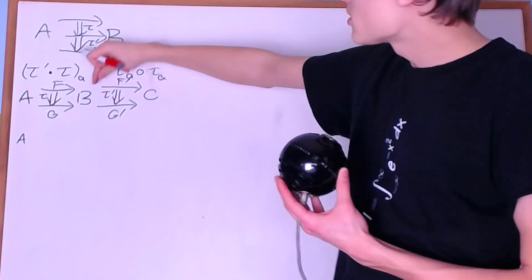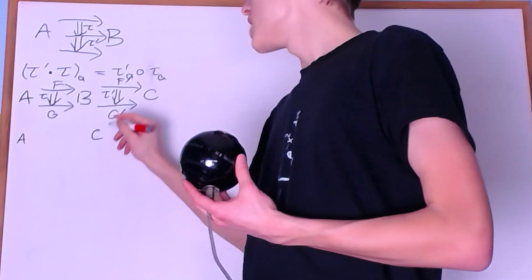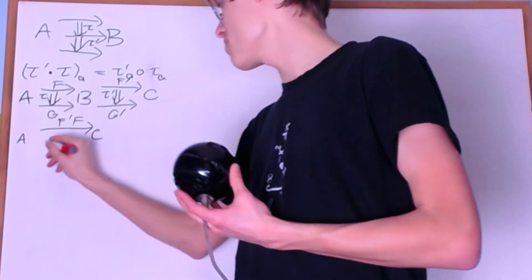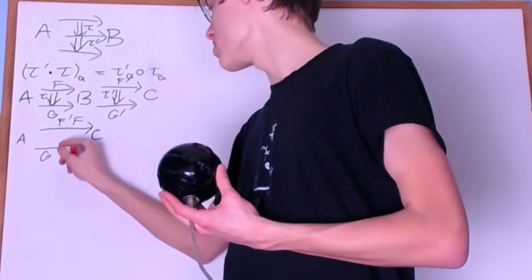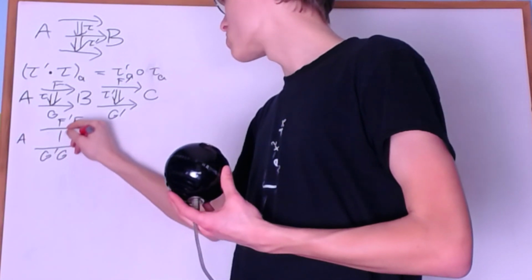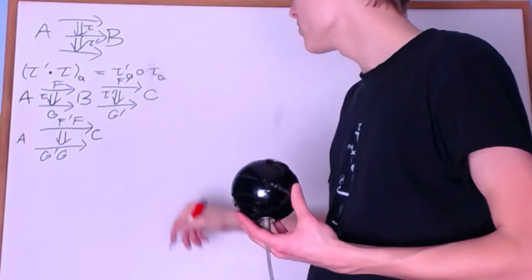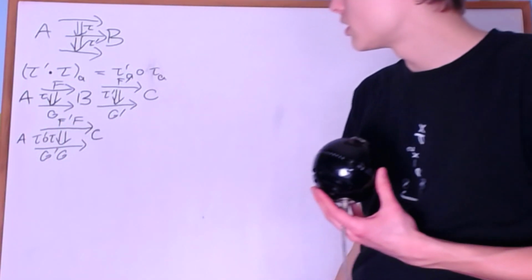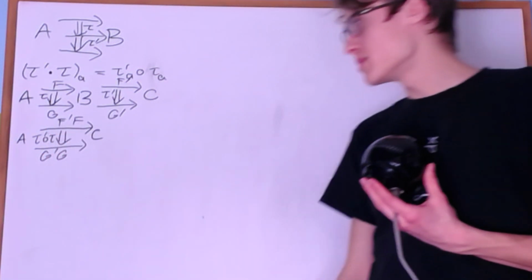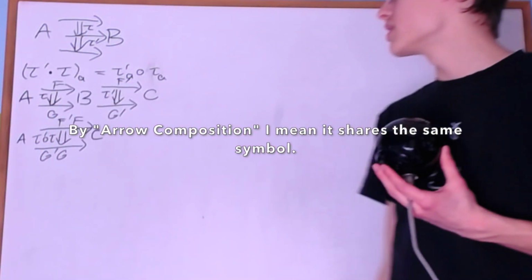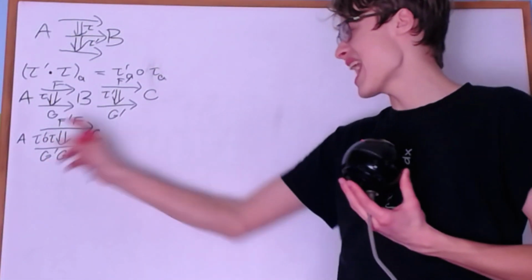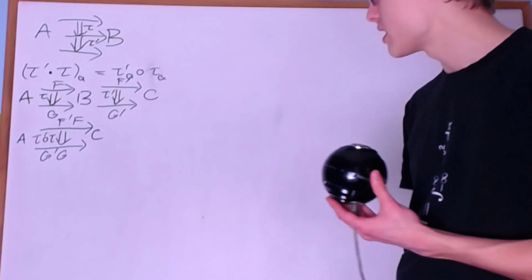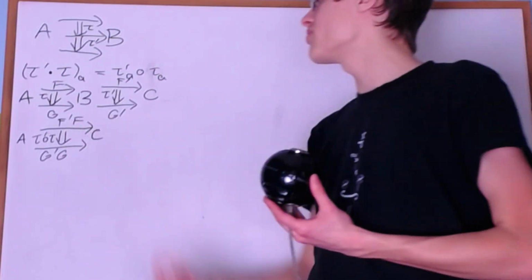Now, what I can do is create a composition. So I'll skip over the category B, and I'll compose the functors. So I'll have f prime f on the top, g prime g on the bottom, and I'll have a natural transformation between them, which I'll call tau prime composed tau. Now this is arrow composition, unlike this dot composition. And the reason why we have the arrow composition here is because you actually compose the functors that you're going between.